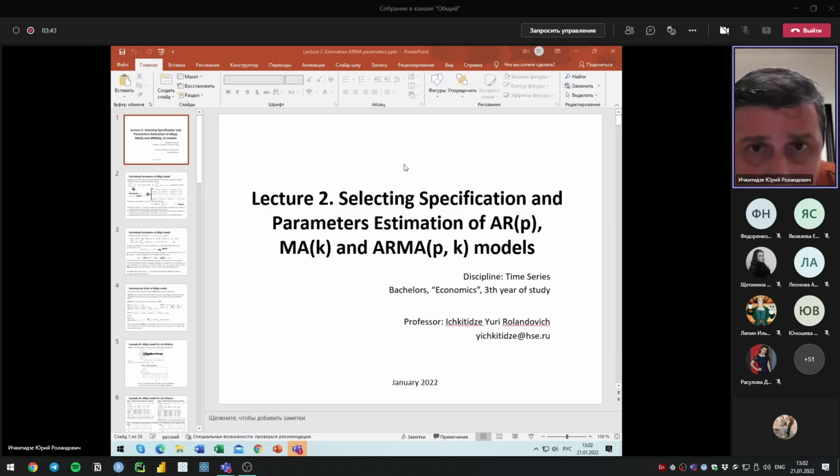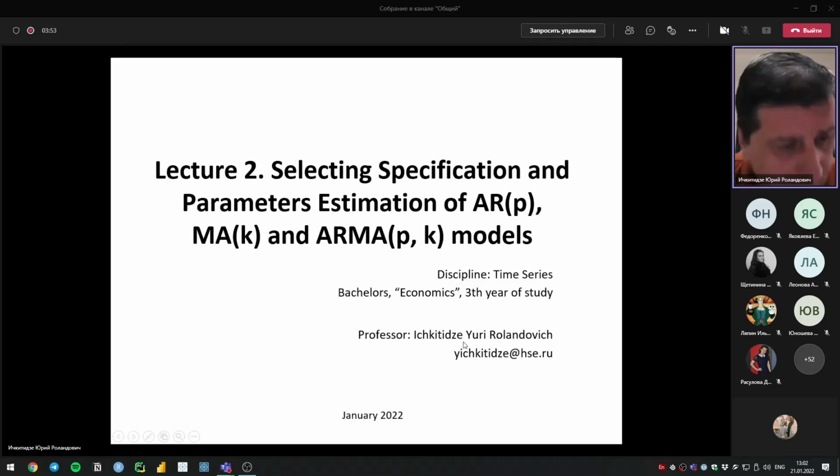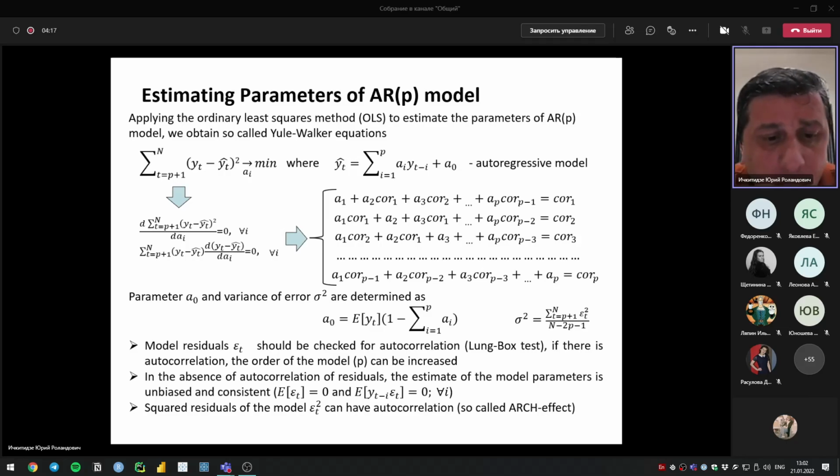So we're starting to deeply understand the AR and ARMA models. The topic of today's lecture is specification selection and parameter estimation for autoregressive, moving average, and ARMA models. Let's start by estimating the parameters of the autoregressive model.